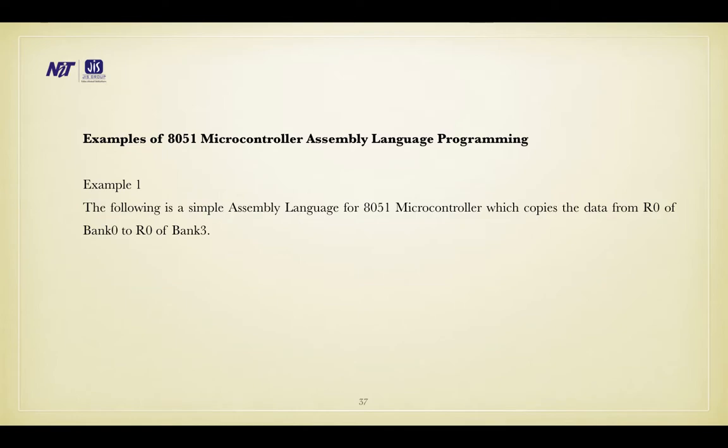Example of 8051 microcontroller assembly language programming. Example 1. The following is an example assembly language program for the 8051 microcontroller which copies the data from R0 of bank 0 to R0 of bank 3. ORG 00H, MOV R0, #33H, MOV A, R0, SETB PSW.3, SETB PSW.4, MOV R0, A, END.